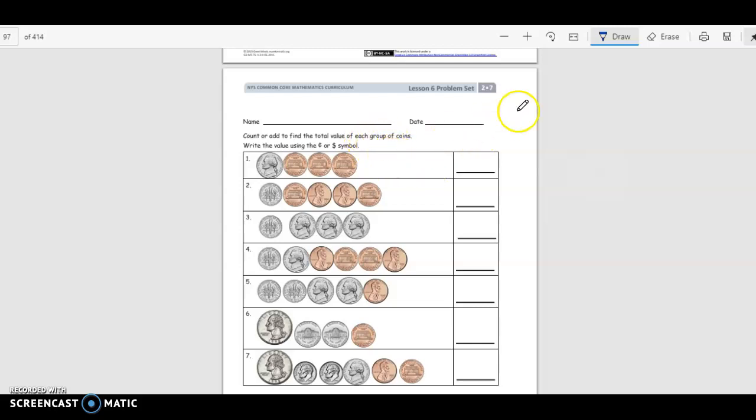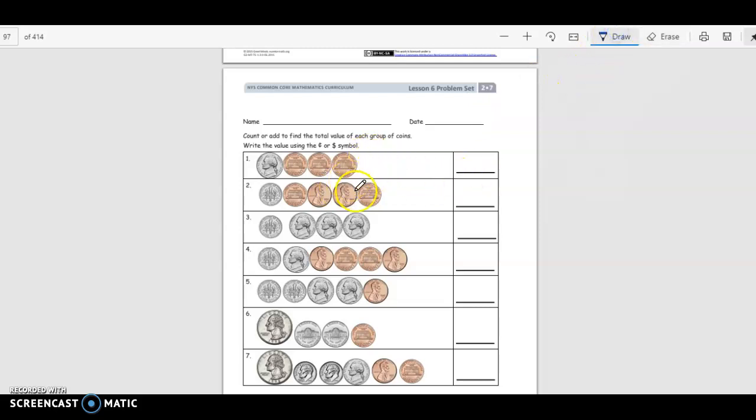Something to remember is if you're writing cents, like if I was writing 5 cents, the cent symbol comes after the number. But if I was writing $5, the dollar sign comes first. Okay.